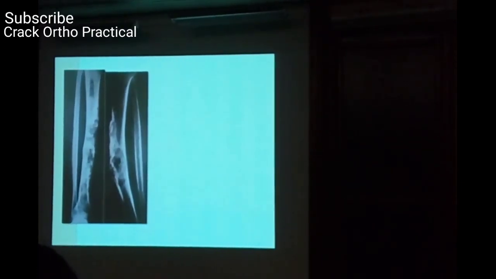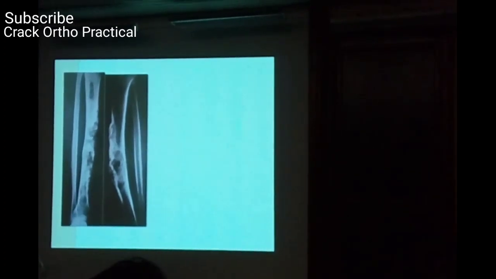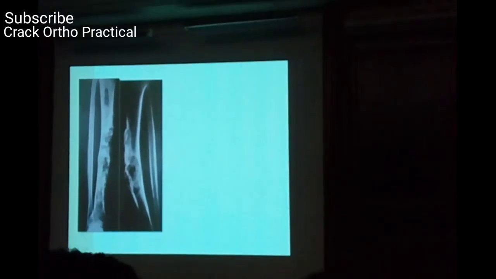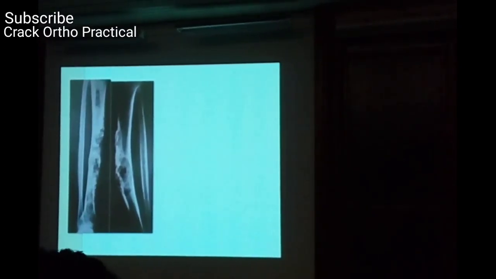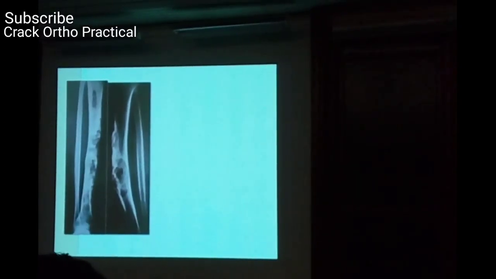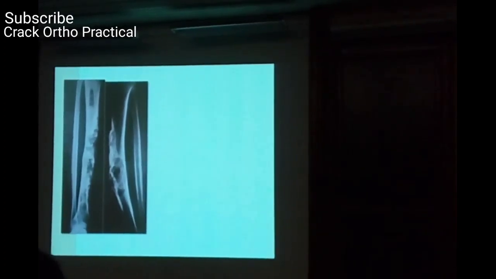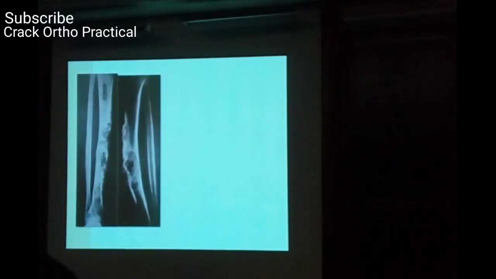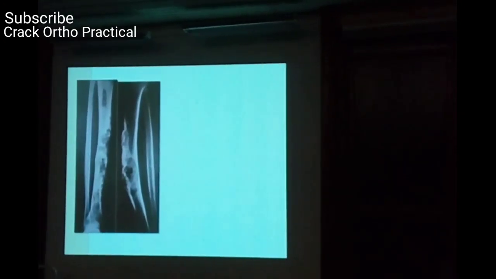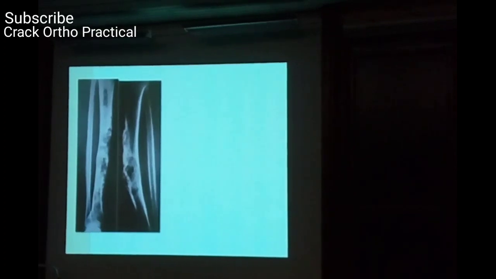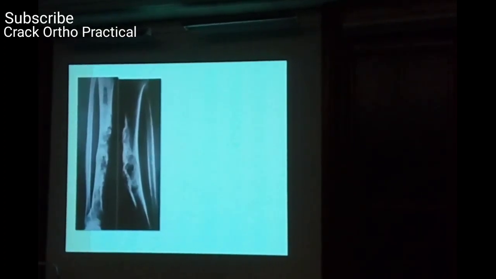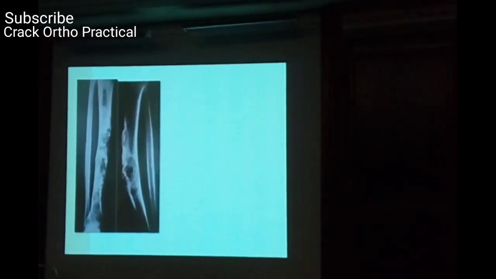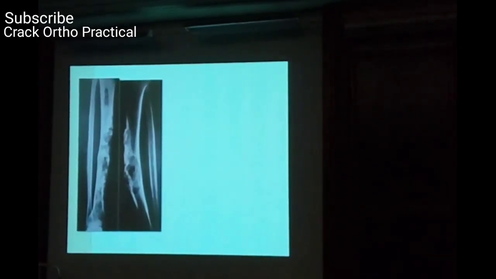This is a lateral view of tibia and fibula in a skeletally mature person, showing multiple lytic and sclerotic lesions, almost all over the tibia. So my radiological provisional diagnosis is infection, osteomyelitis of the tibia. Yeah, I can take that.